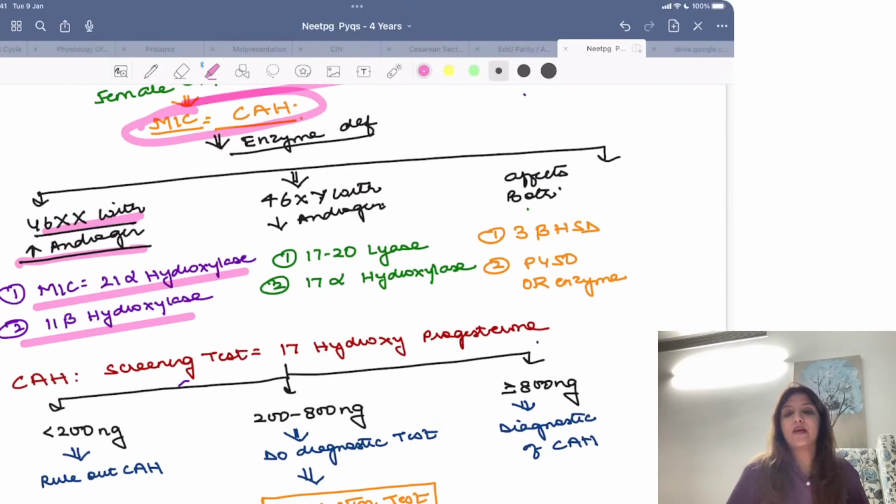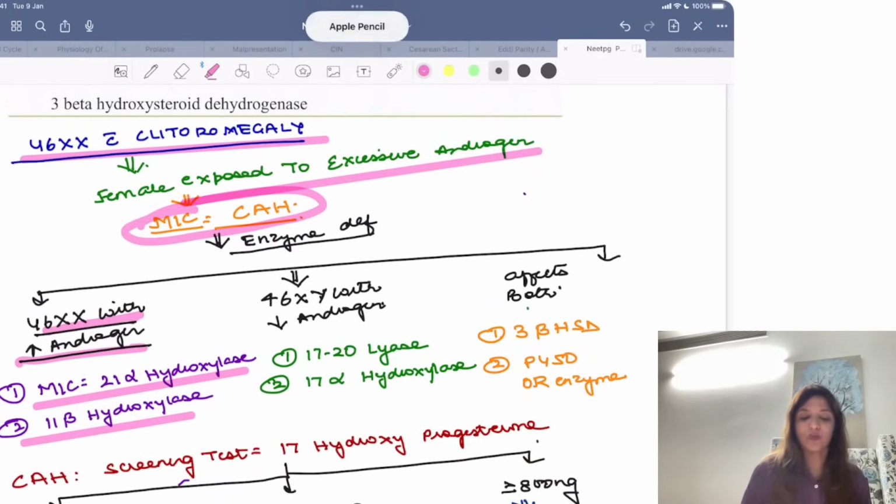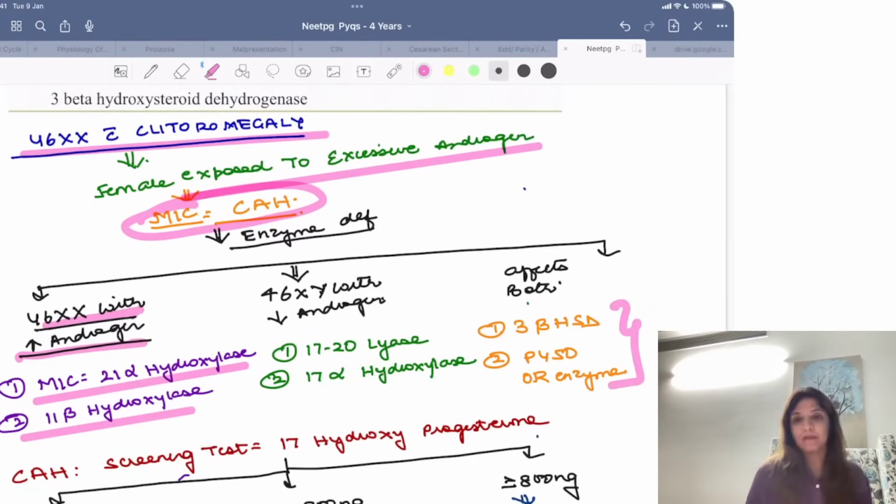In 46XY karyotype, the enzyme deficiencies which can lead to manifestations are the enzymes which start with number 17. That is 17,20 lyase and 17 alpha hydroxylase. And the ones which can affect both 46XX and 46XY are 3 beta HSD and P450OR enzyme deficiency. P450OR stands for oxidoreductase enzyme. Right, so this can lead to a problem in both.